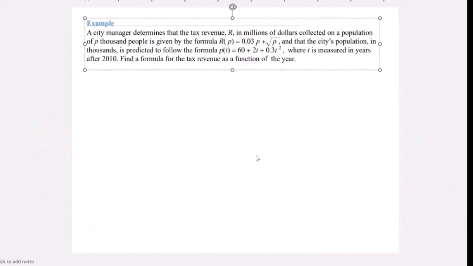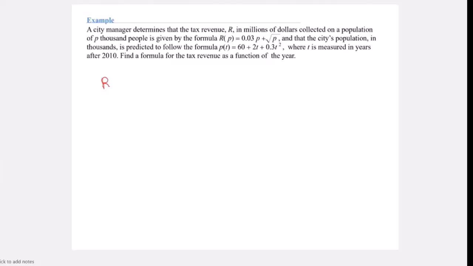A city manager determines that the tax revenue R in millions of dollars collected on a population of P thousand people is given by the formula R of P is equal to 0.03 P plus the square root of P.